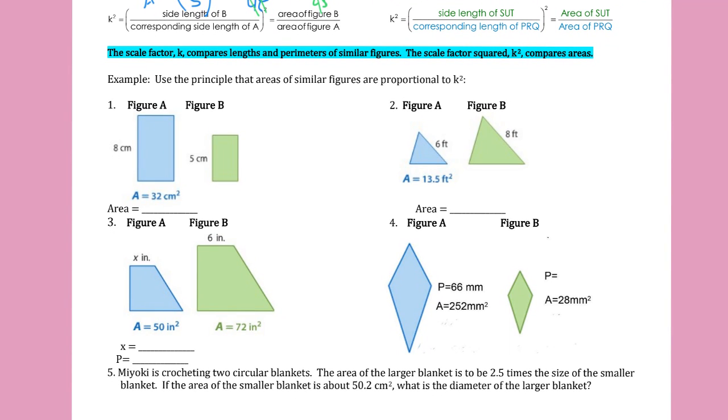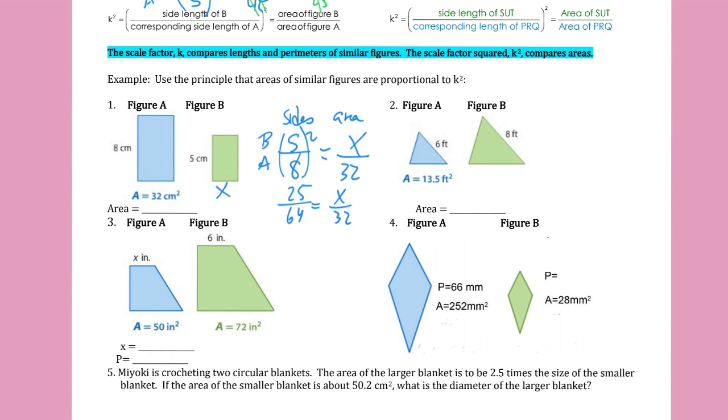So the first one, if you're trying to find the area of the second figure, we have to do the ratio of the sides. You have to decide how you want to do this, B over A or A over B. It doesn't matter, just be consistent. So if you do the sides as 5 over 8, you have to square those if you're going to set them equal to the area. We don't know the area of this one, but we do know the area of A is 32. So if you square the left, you get 25 over 64, which equals x over 32.